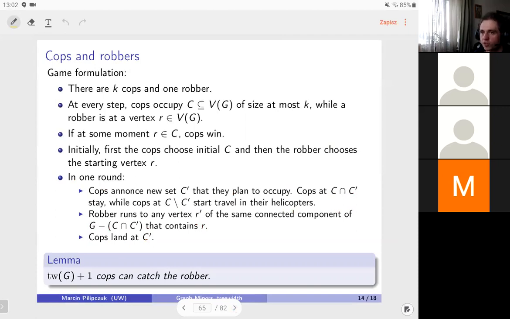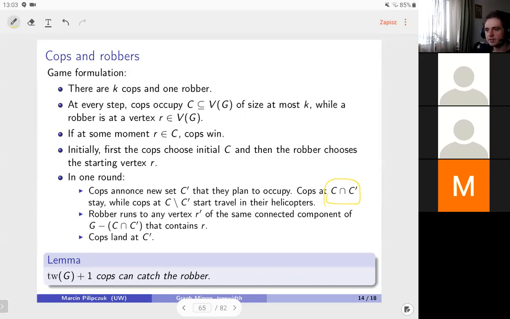If you have a tree decomposition with maximum bag size k, then k cops can catch a robber, and the tree decomposition is actually a strategy to catch the robber. The cops' strategy is really like a sweeping thing. You want to think of this C intersection C prime as an adhesion where the cops separate the blue part of the graph from the red part and don't allow the robber to cross from the blue part to the red.